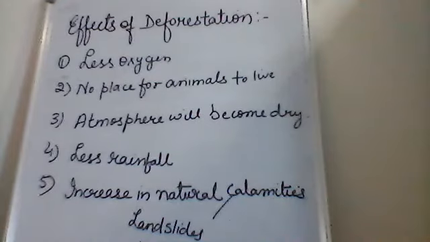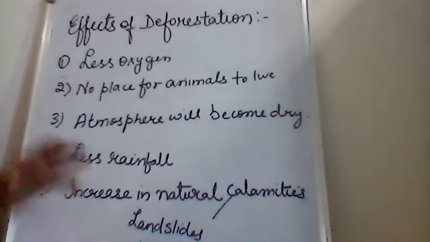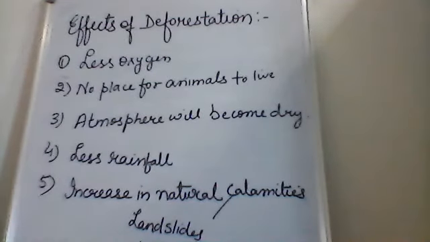Next, an increase in natural calamities. Natural calamities mean all those incidents which happen without the interference of man. Naturally it happens. Tsunami, high tide waves, suddenly what happens on its own, that is known as a natural calamity, a natural problem. Melting of glaciers, this is natural.